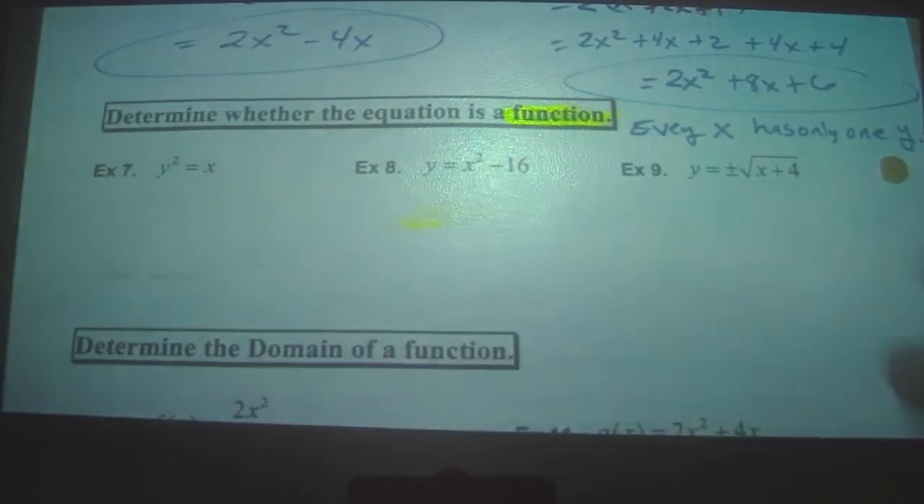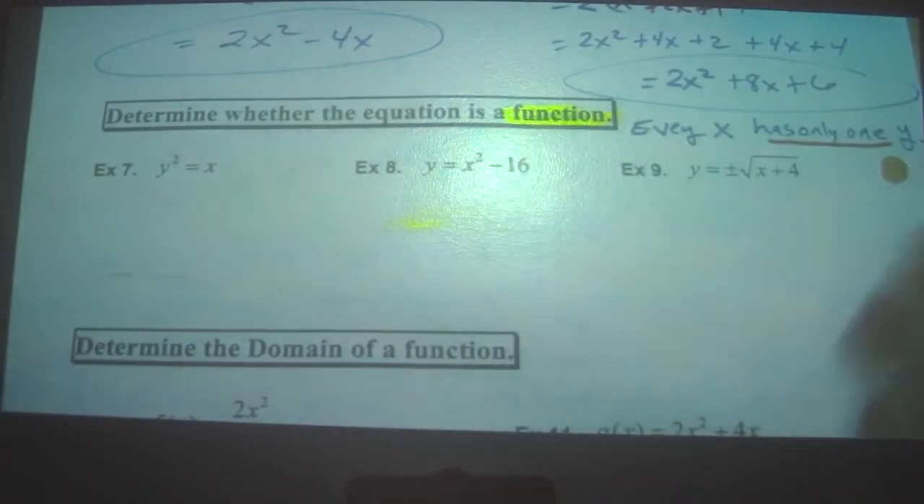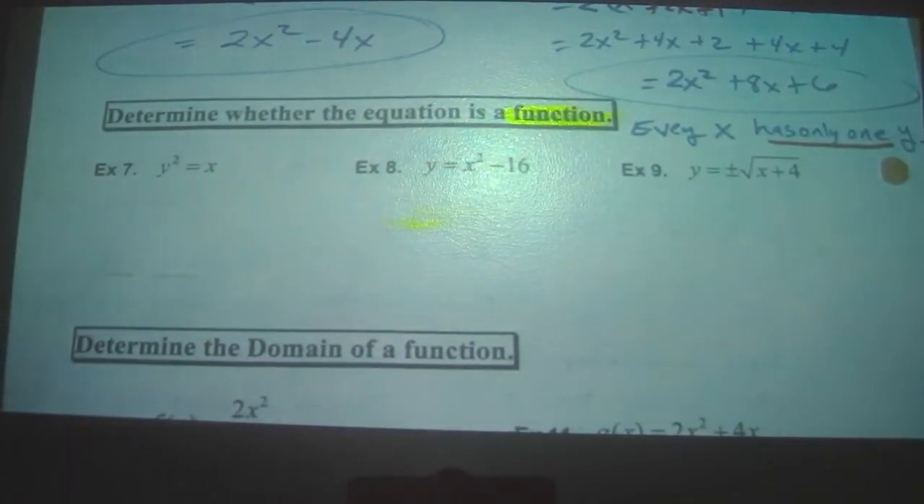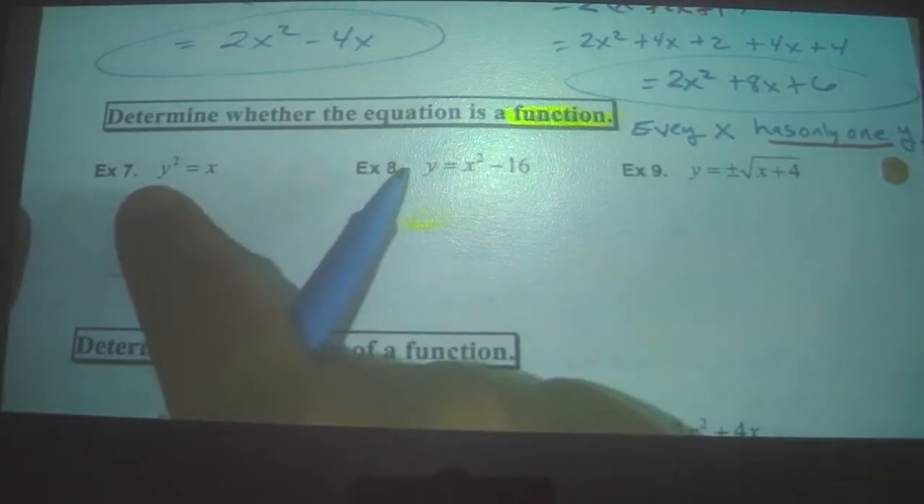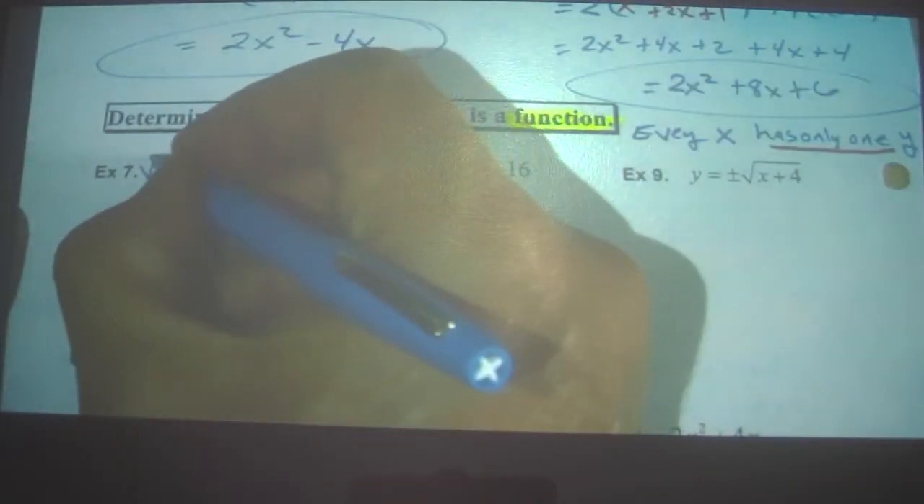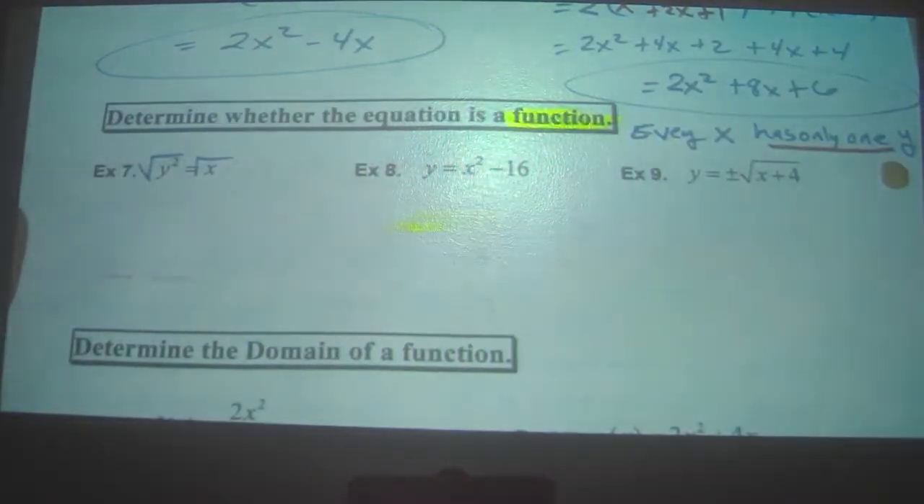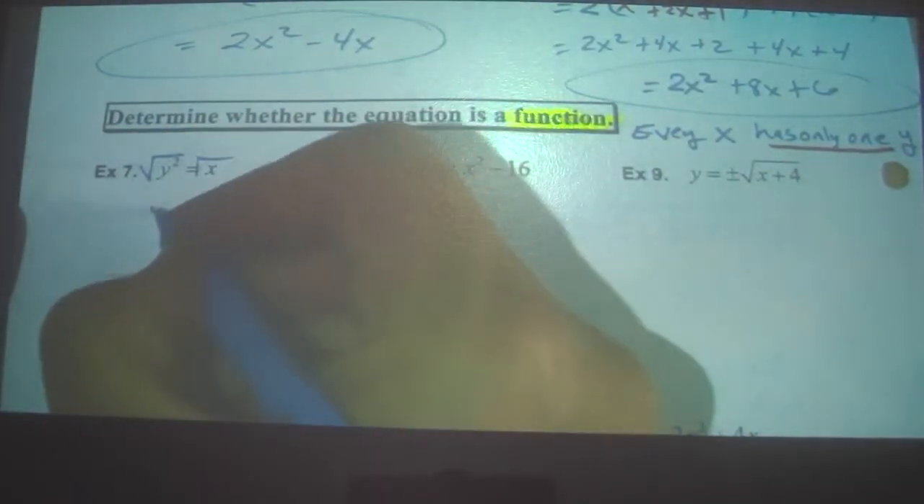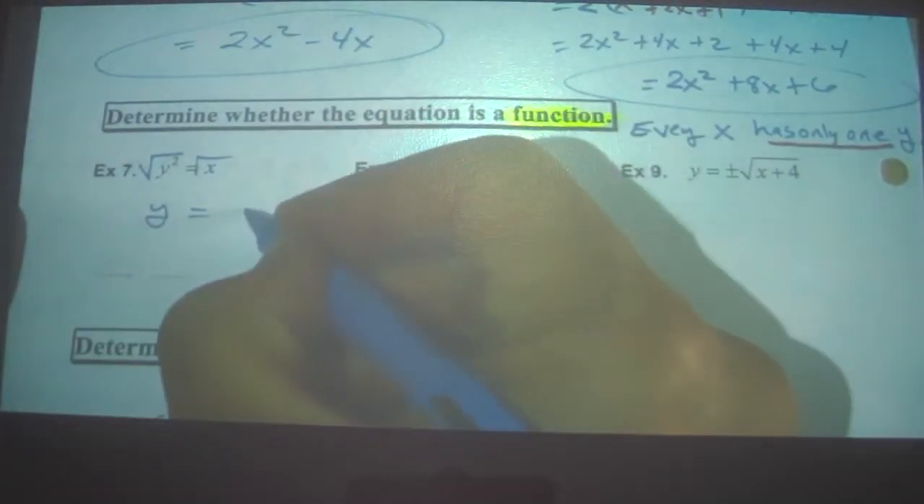All right? Only one. Well, how do I tell that given an equation? Well, let's take a look. The first thing I always do is I try to get Y by itself. Usually our equations are Y equals or F of X equals. So if I have Y squared, I'm going to try to get that by itself. So I'm going to square root both sides. When you square root both sides, I get Y equals the square root of X.